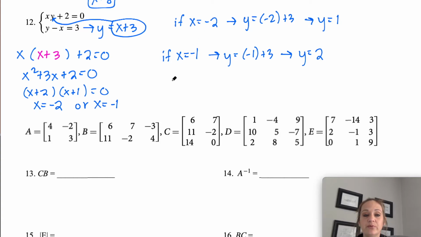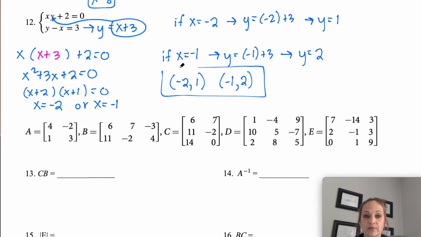So the coordinate points that I would get: if x is negative 2, y would be 1. And then also if x is negative 1, y would be 2. And these are your coordinate points. And again, if you were to graph these two equations, they would intersect at 2 different points.